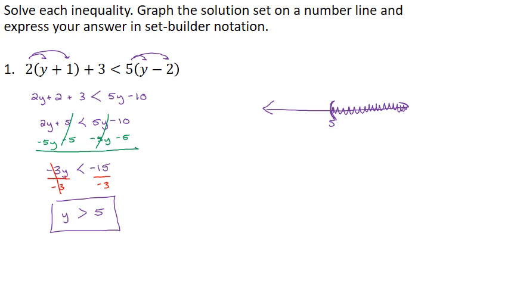But solving is no different than what we did back earlier in chapter 1. The difference is if you divide by a negative number on inequalities, you must flip-flop the inequality. We'll probably see that again here in a few minutes. Just be ready for it.